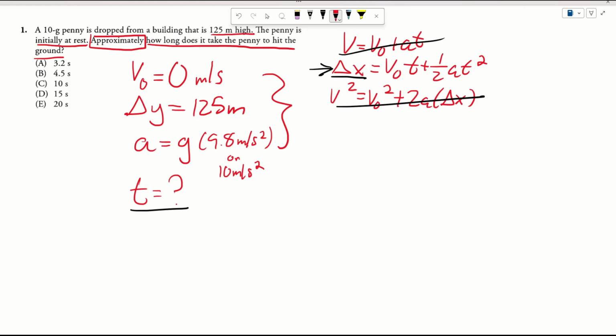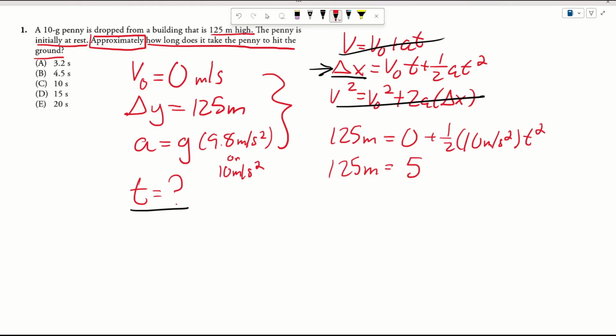Let's plug in. It's going to be 125 meters equals v naught t, which is just going to be 0, plus 1/2 times, I'm going to use 10 meters per second squared to keep my calculations a lot simpler, times t squared. I'm just going to rewrite 125 meters. 1/2 times 10 is going to give me 5 times t squared. Divide both sides by 5. We get 25 equals t squared.